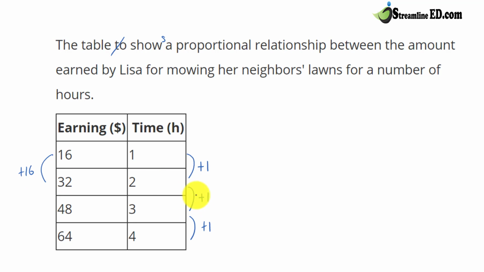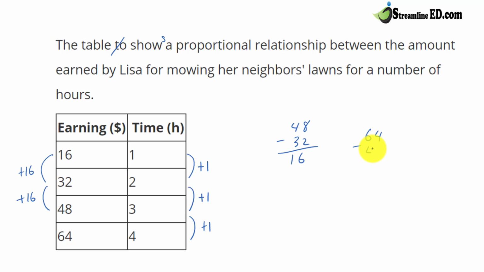And then we add another hour. What's the difference between 32 and 48? If I take 48 minus 32, what do I get? I get 16. So we add another 16 when we have another hour added. So same thing over here, 64 and 48. What is 64 minus 48?